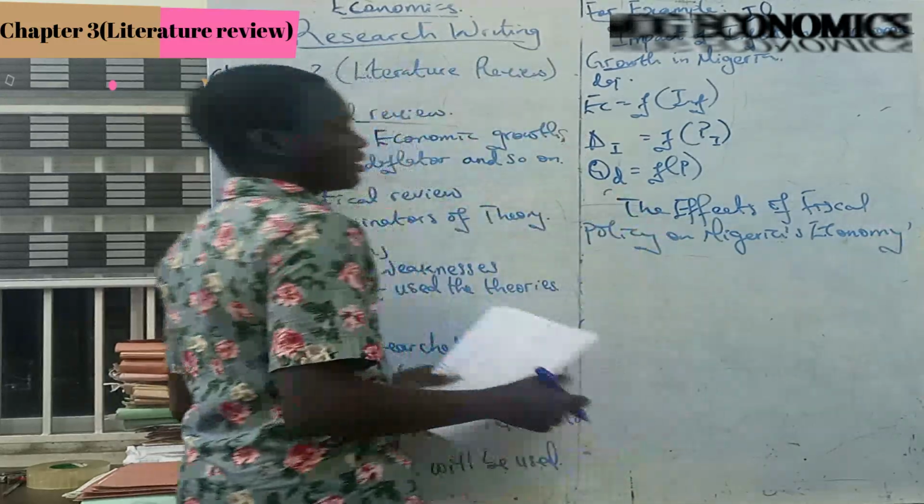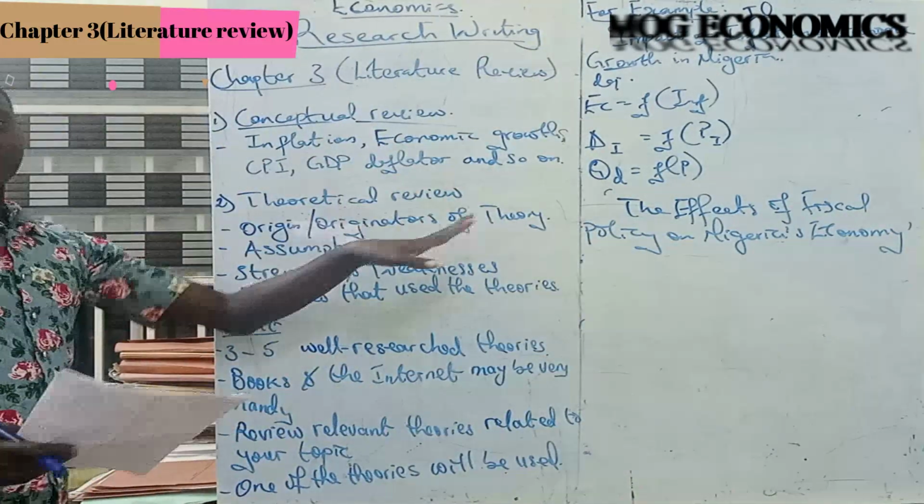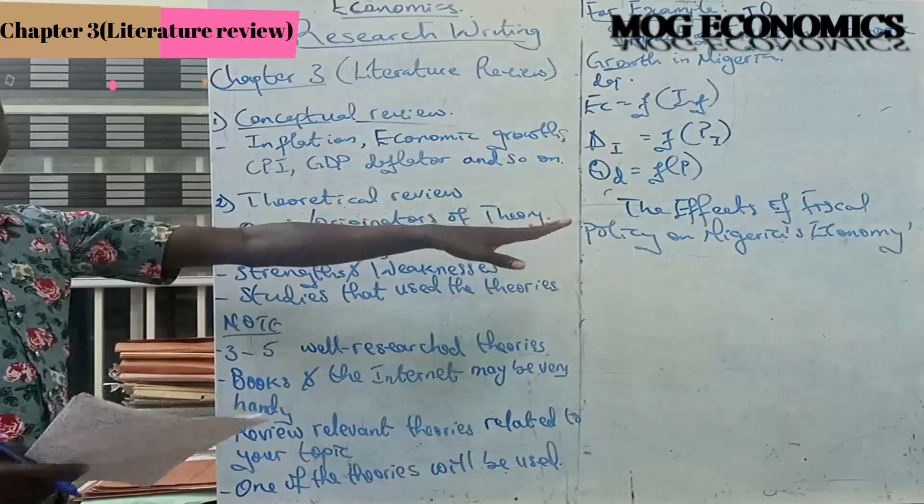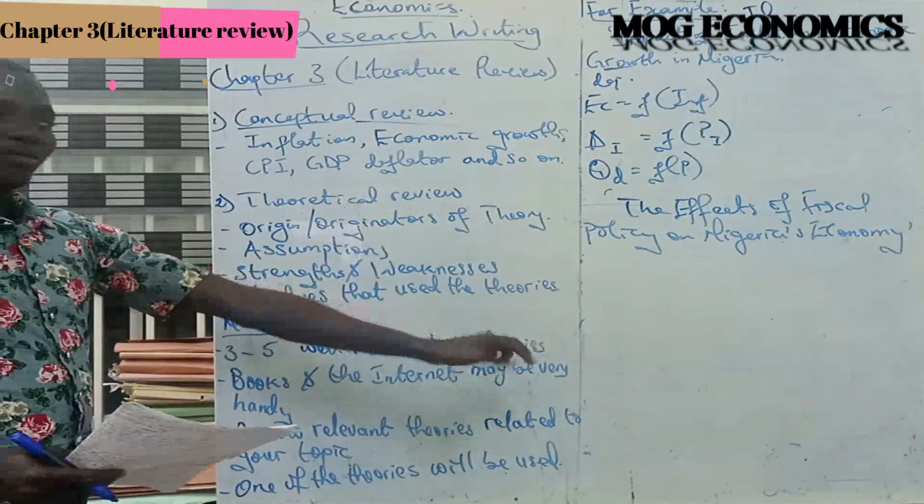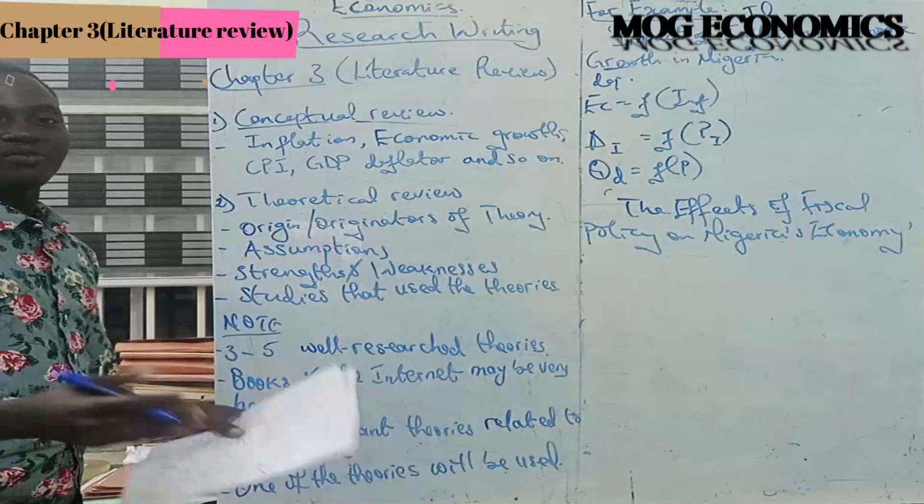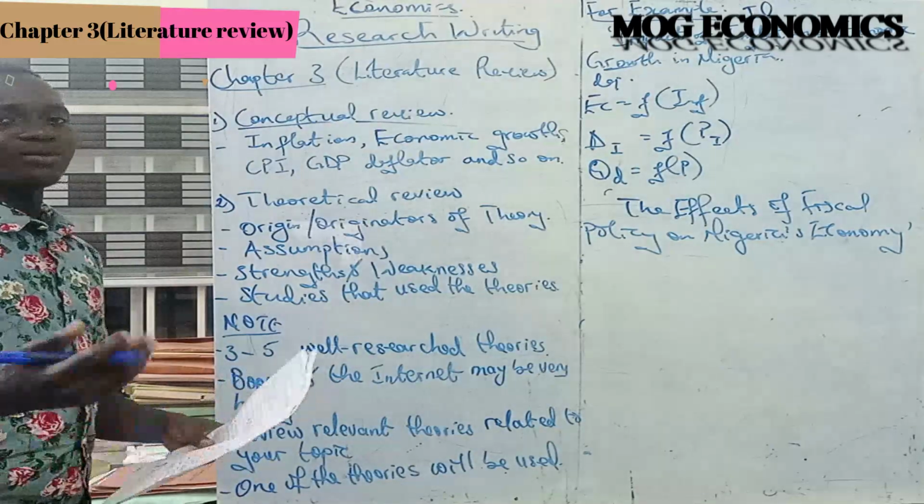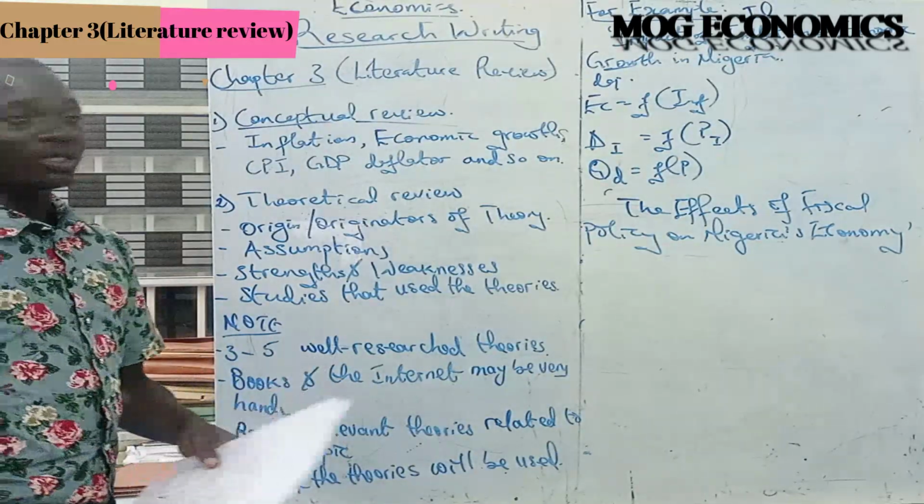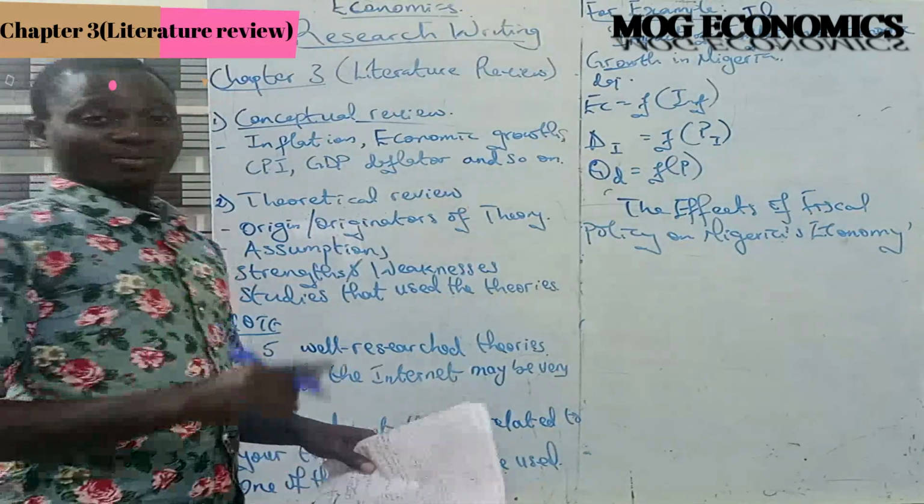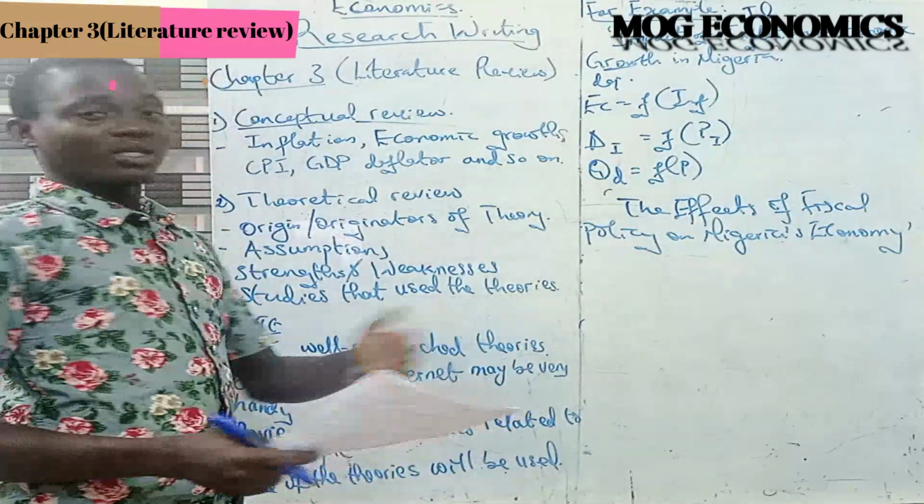Now I'm looking at this. What are you really looking for in this particular project? Is it the fiscal policy or Nigeria's economy? If you look at it, you already have the fiscal policy. So you're trying to look at how this fiscal policy affects Nigeria's economy. So fiscal policy here is the independent variable. Nigeria's economy is the what?